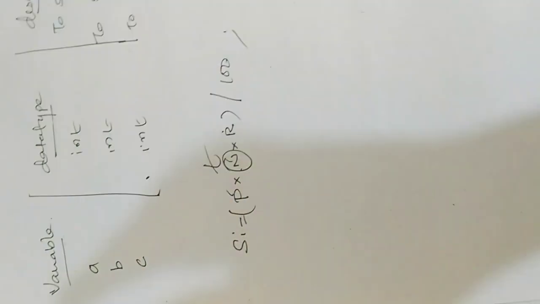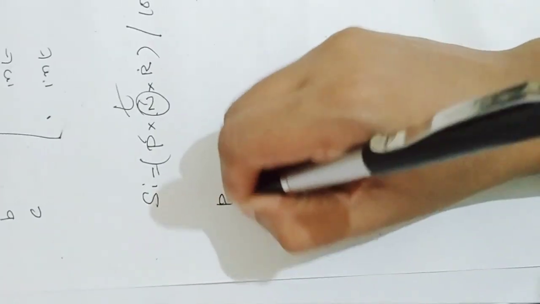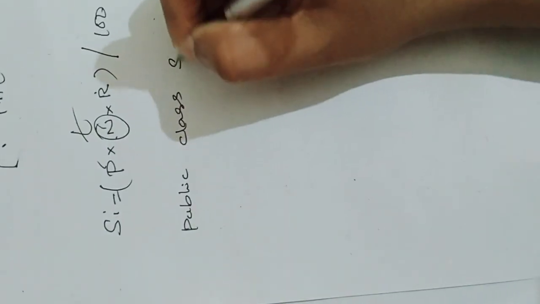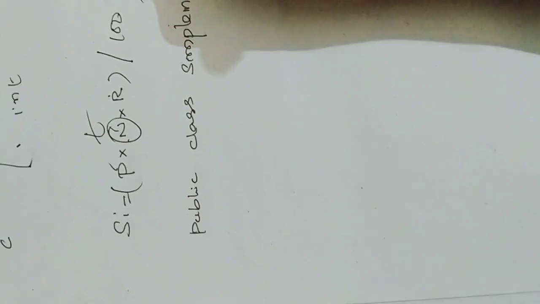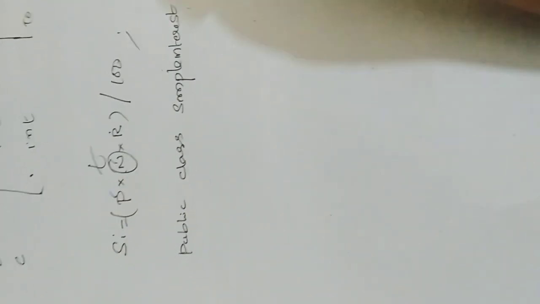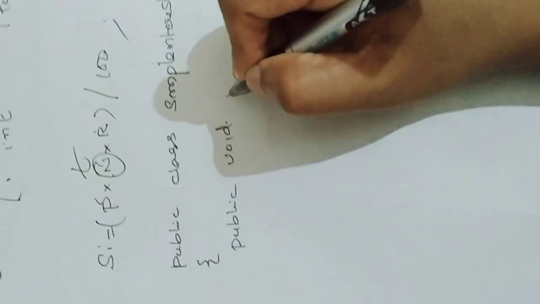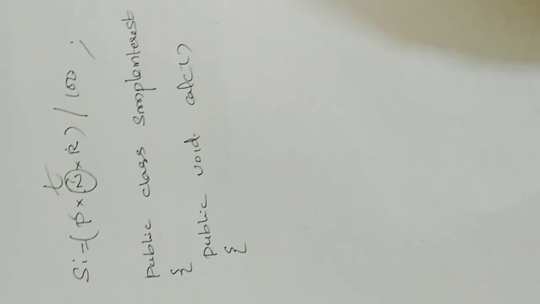Now we are going to calculate the simple interest. First, how will we start? We will start with the same thing, public class. I will write SimpleInterest, and my method is public void calc, using open parenthesis and closing parenthesis.